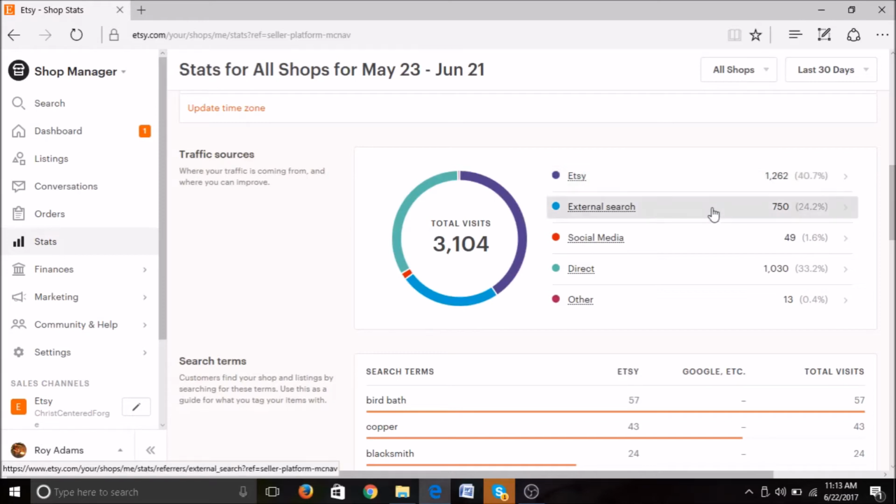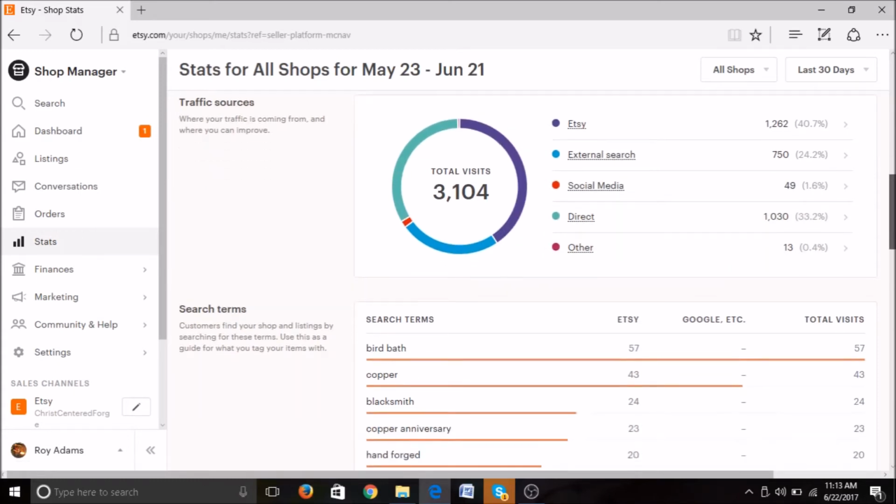The next item down is external search. 24% of our items has come from external search. This includes things such as Google, followed by social media, which is a low percentage for us, and then direct traffic, where perhaps I've given our Etsy store web address to someone and they've come directly to our store.